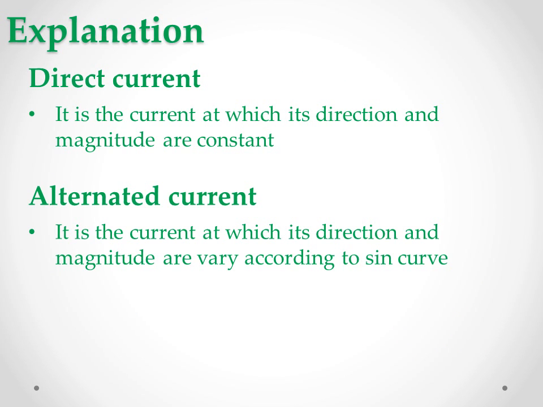Explanation. Direct current. It is the current whose direction and magnitude are constant. Alternating current. It is the current whose direction and magnitude vary according to a sine curve.